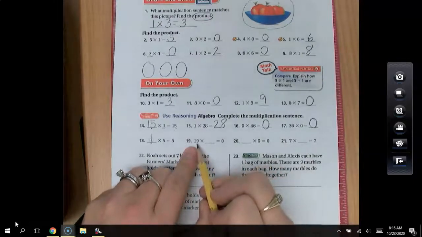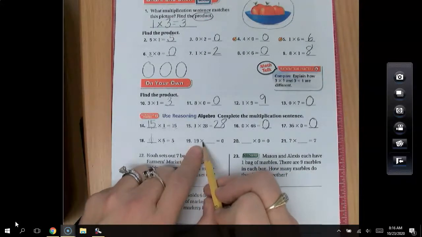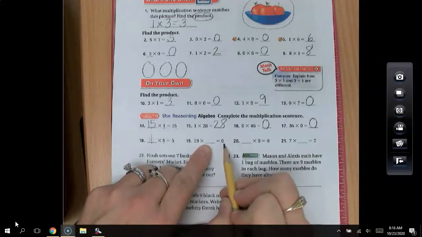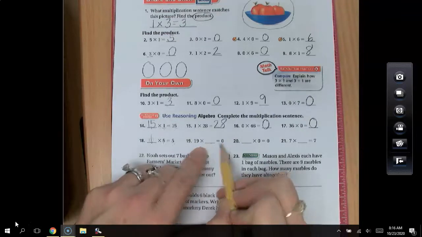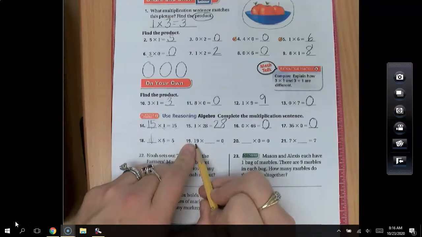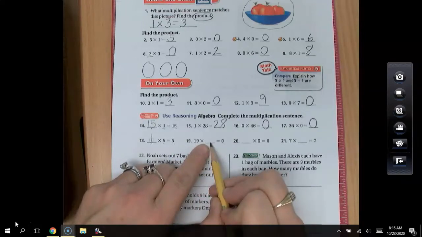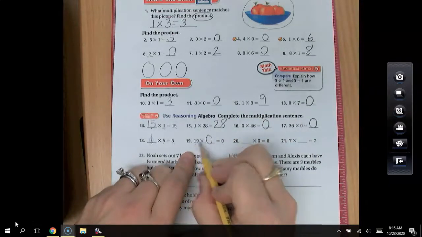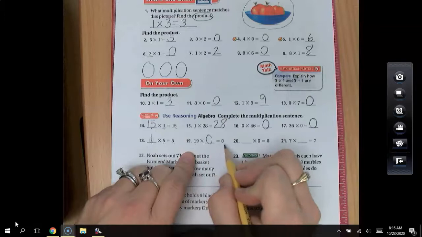Look at 19. 19 times what number equals 0? Well, if my product is 0, I know that one of my factors has to be 0. 19 isn't 0, so I know this other factor has to be 0. 19 times 0 equals 0.